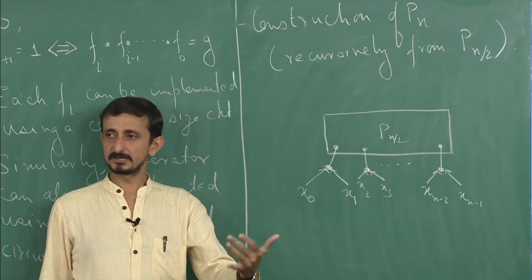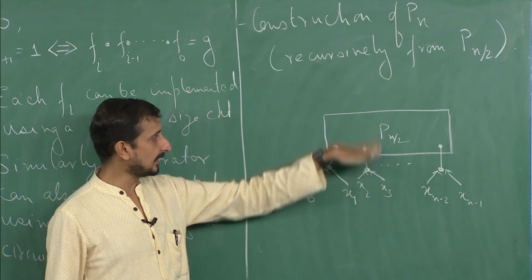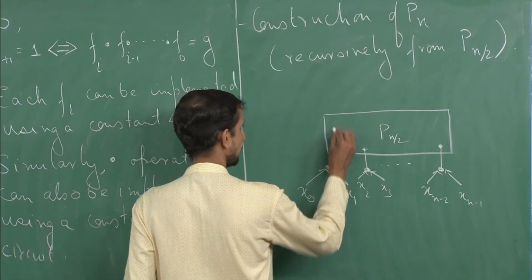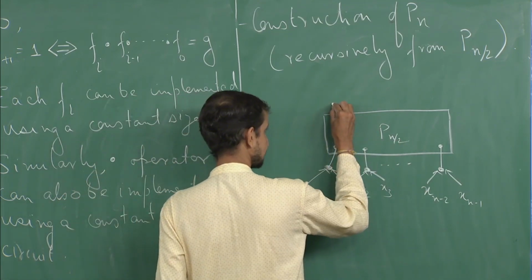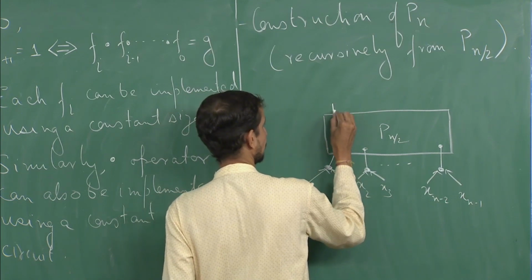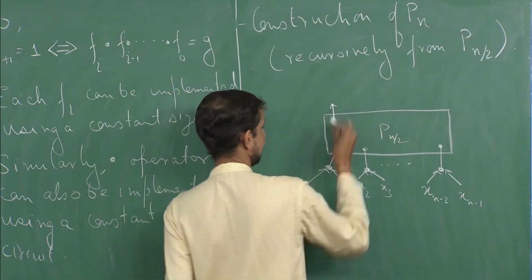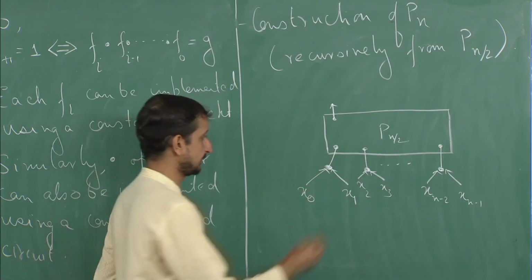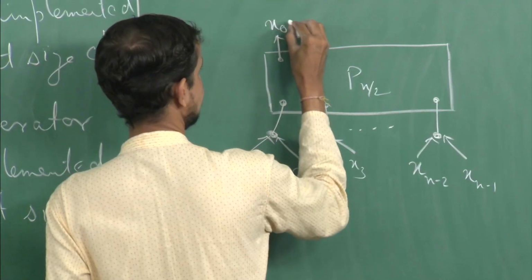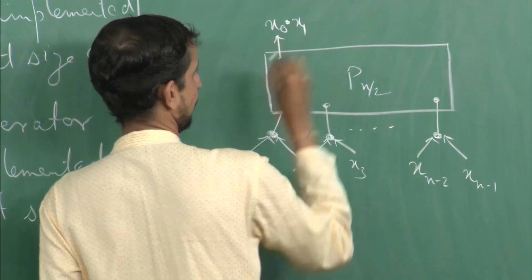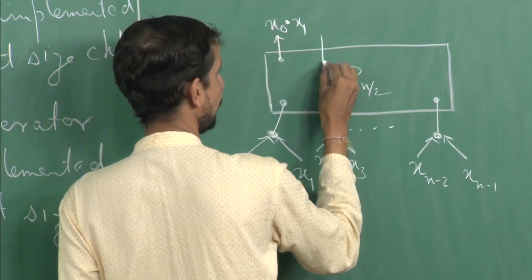So, by recursion, what we get as output is as follows. First will of course be the input itself. So, we get x0 dot x1. What will be the second output?